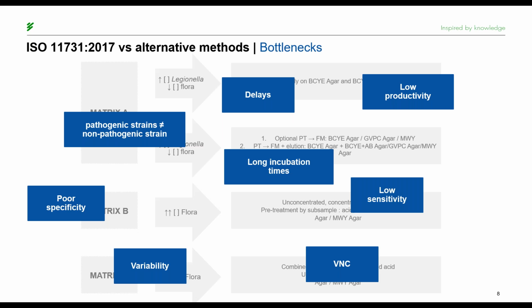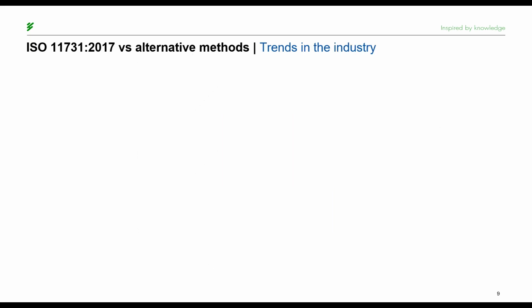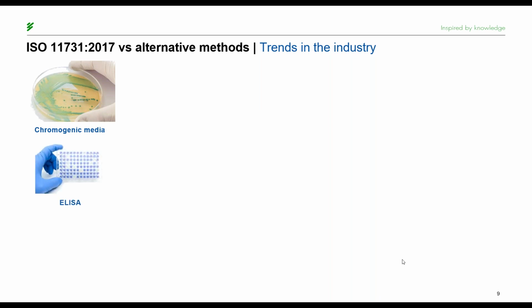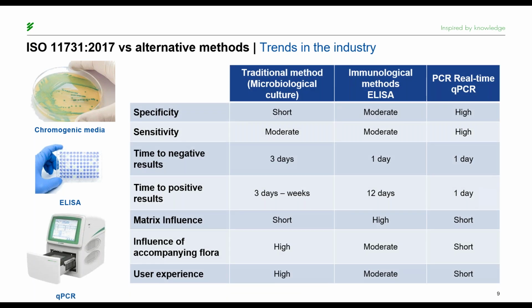And of course, this has become an important need to be resolved in the sector, especially due to the issue of speed in the returning of the results. We have several techniques available on the market, as we can see. And in this table, there is a comparison. On one hand, we have culture media. Of course, it can include chromogenic media, ELISA as an immunological method, and real-time PCR or qPCR.